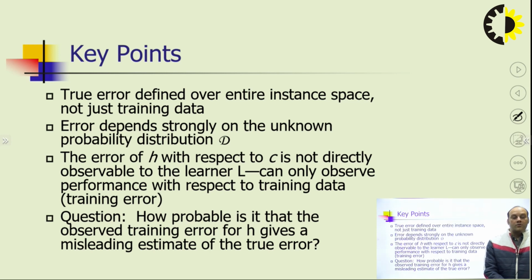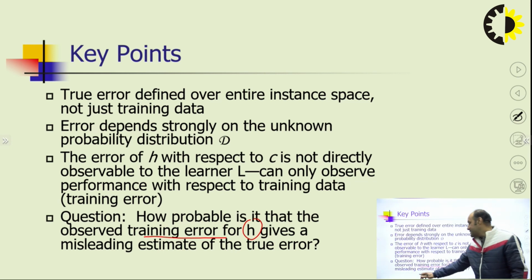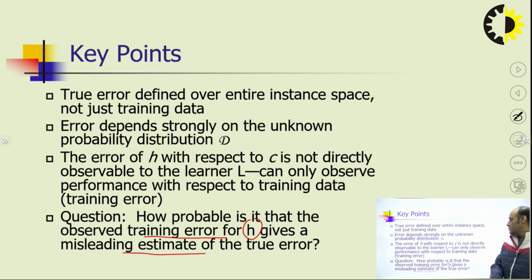Now the question is: how probable is it that the observed training error for H gives a misleading estimate of the true error? A question may arise, right? How probable is it that we are observing this training error for H, because it can also give a misleading estimate of the true error, right? So there is a question.